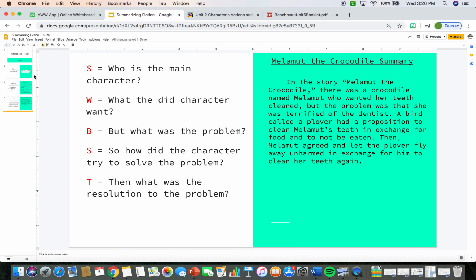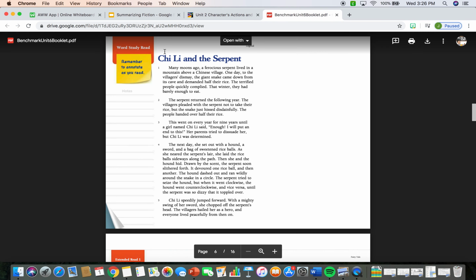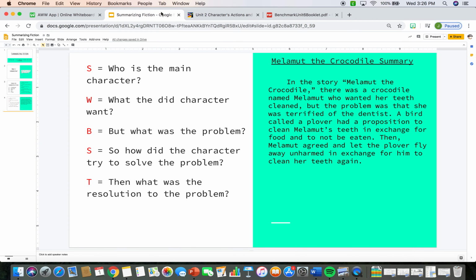All right, so that is it for today. Hopefully, you can get this done pretty quickly. It's a pretty short read. Remember, somebody wanted, but so then.